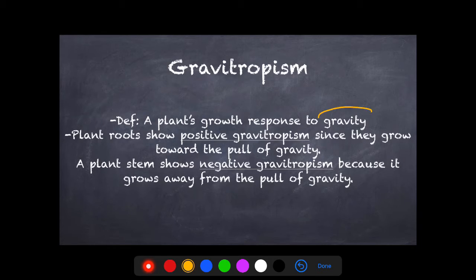Another type of tropism is gravitropism. This is a plant's response to gravity. Now this is really cool. So say I have my little plant right here, and I have roots. Remember, gravity is pulling down. This is the direction of gravity, okay? So roots grow in the direction of gravity, therefore they're going to show positive gravitropism.